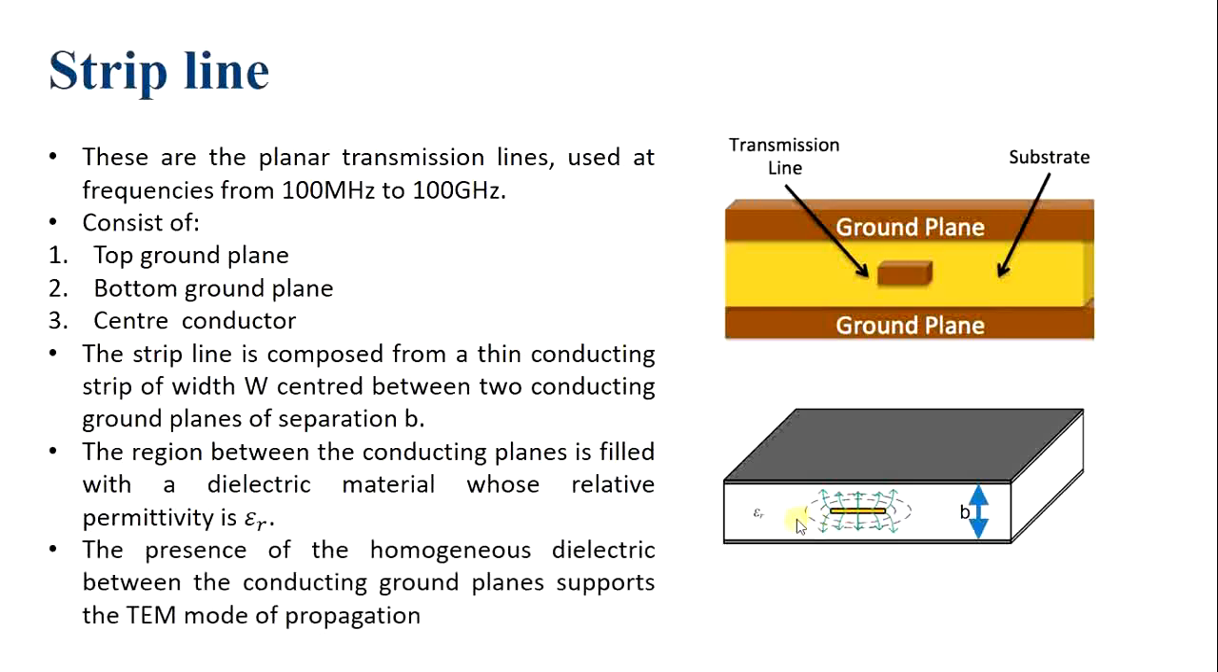The presence of the homogeneous dielectric between the conducting ground planes supports the transverse electromagnetic mode of propagation. You know, the transmission lines support only the TEM mode of wave propagation, and waveguides support the transverse electric and the transverse magnetic modes of wave propagation.